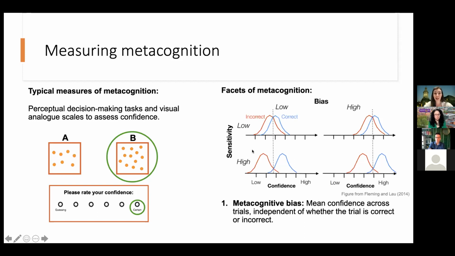In addition to this, we're also interested in something called sensitivity, and this is the extent to which your confidence ratings discriminate between correct and incorrect trials. Someone who has low sensitivity, their confidence ratings on correct and incorrect trials don't really discriminate between those kinds of trials. But when they have higher sensitivity, their confidence is low when they're incorrect and high when they're correct. And the sensitivity measure can be biased by objective performance. So when we ratio this against accuracy, we get this measure of metacognitive efficiency.